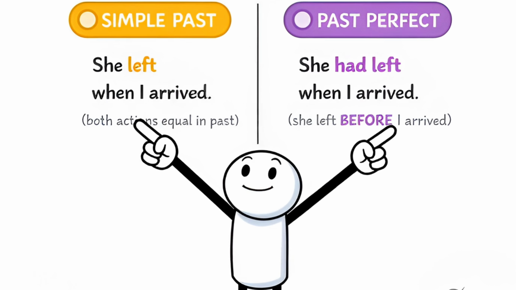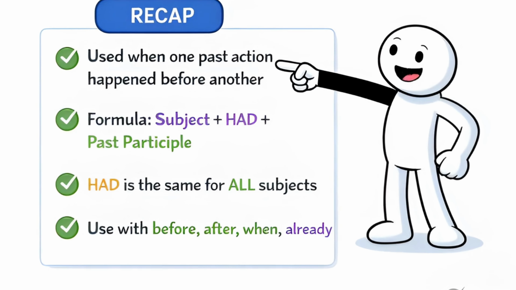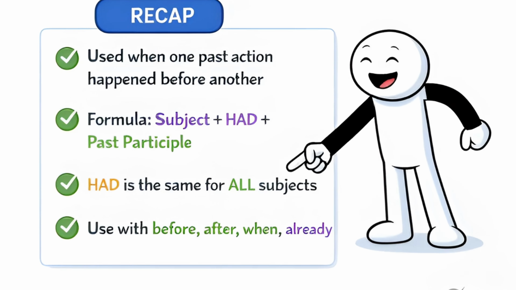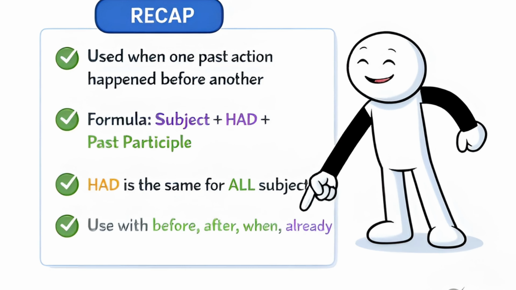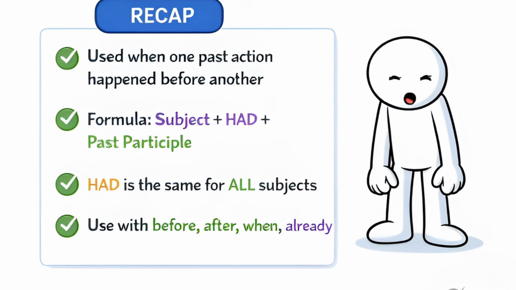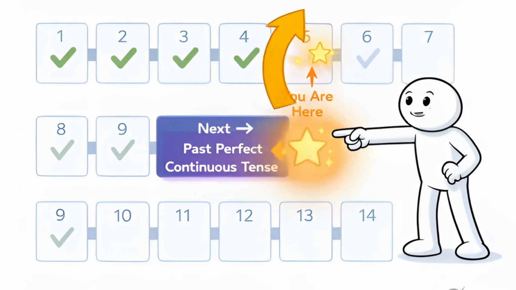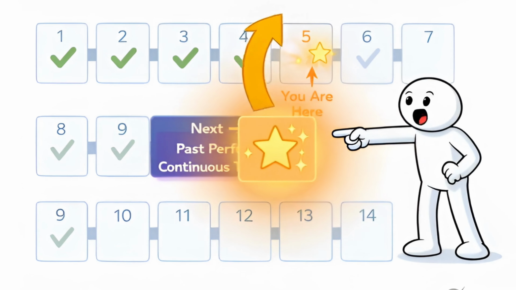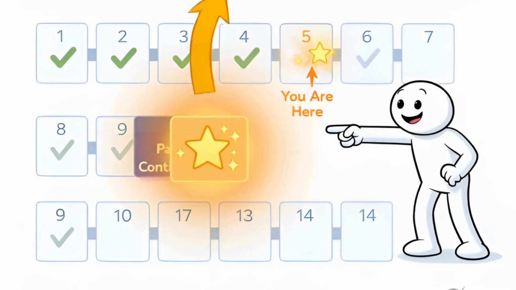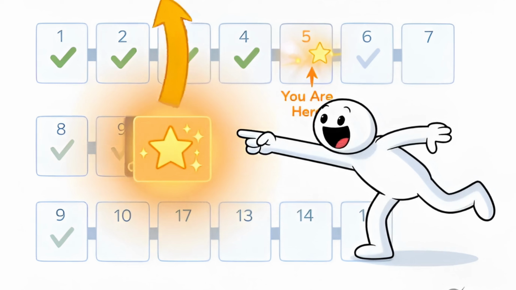Order matters. Let's recap the past perfect tense. One past action before another. Subject plus had plus past participle. Had for everyone, always. Next in this series, past perfect continuous tense. It tells us how long something had been happening before a past moment. Almost done with past tenses.